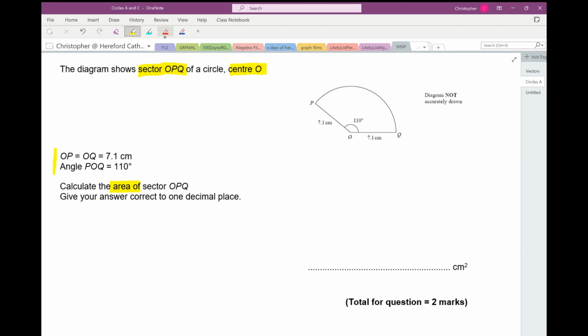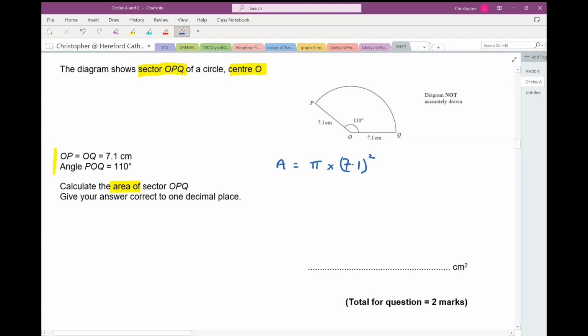Well, let's have a think about the whole circle. I'm going to draw a dreadful diagram now of the whole circle. You can imagine the whole circle. Now, that area of the whole circle would be pi times r squared, which would be pi times 7.1 squared. So that's the whole circle, but of course I've only got a certain fraction of the circle here.